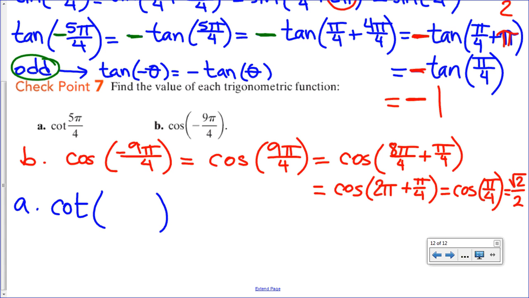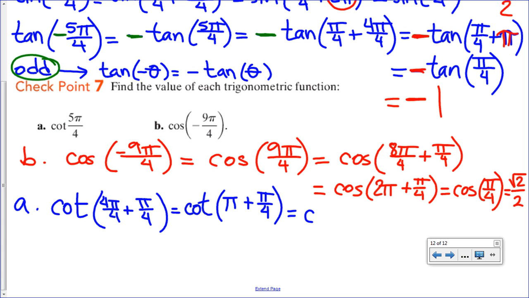For the cotangent, remember that the repeating period is not 2 pi, it's only pi, okay? So that angle, 5 pi over 4, break it into 4 pi over 4 plus pi over 4, so that you could say something like pi plus pi over 4. So here you could say cotangent of pi over 4.